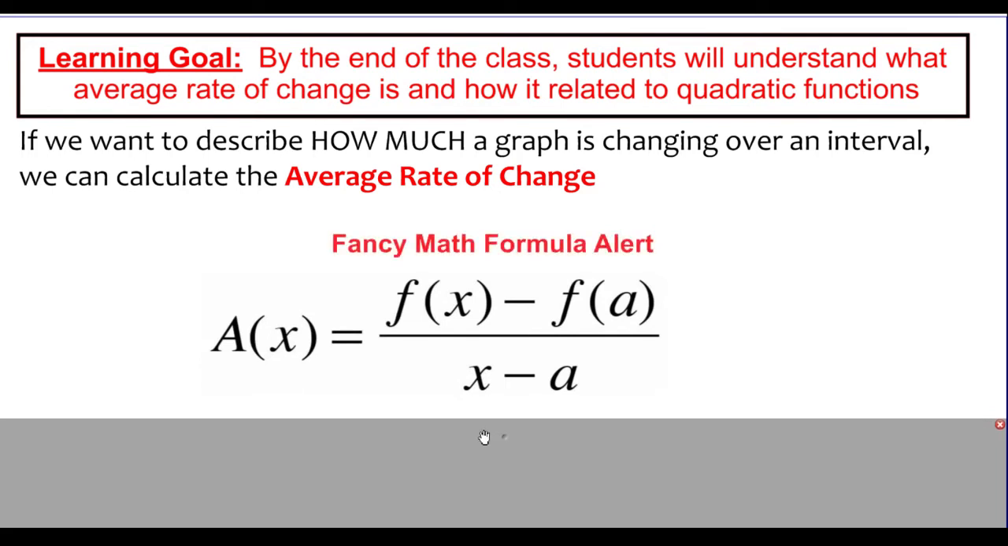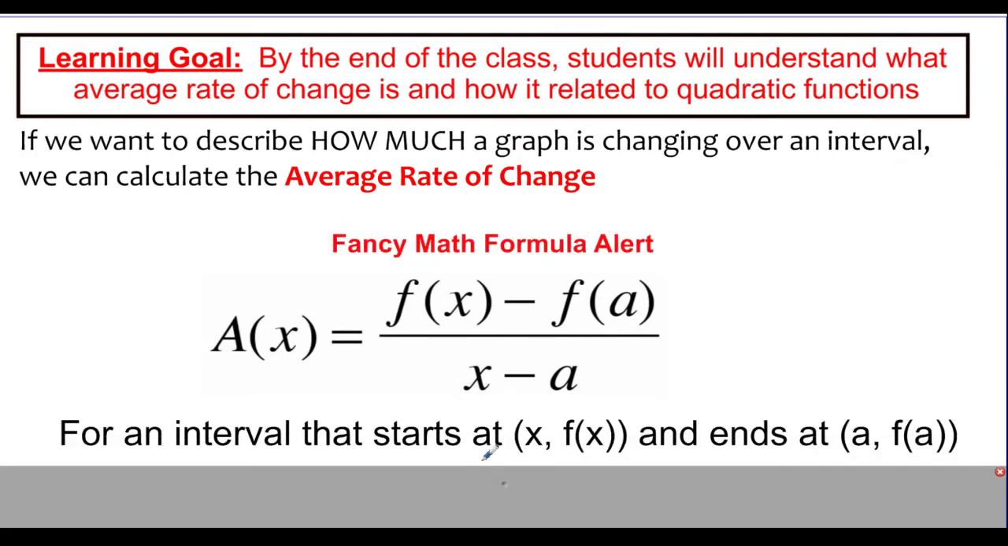So this is the formula that we use to calculate average rate of change. We're saying on the top, you're going to subtract f of x and f of a. And on the bottom, you're going to subtract x and a. And you might be wondering, well, what are x and a? What are f of x and f of a? And I'm explaining right down here.